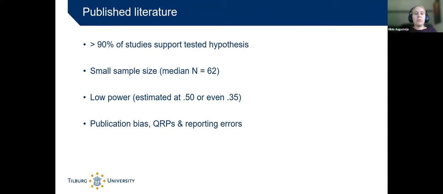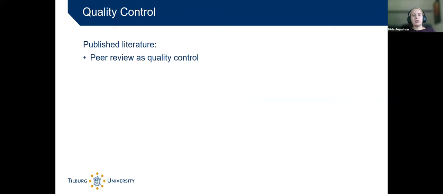Furthermore, we know that there's a lot of publication bias, there are questionable research practices going on, and people have a lot of reporting errors in their studies. And all of this has resulted, as you're probably aware, in a so-called replication crisis, where prominent studies published within all kinds of research fields have turned out to be very difficult to replicate. That makes us wonder, how do these apparently not replicable studies end up in the literature? And what kind of quality control do we have? For the published literature, we have peer review as quality control. Peer review should act as a gatekeeper to make sure that published literature is of high quality.